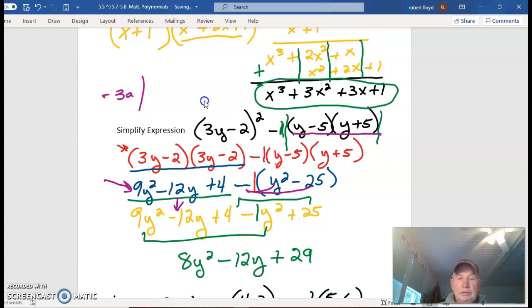And then we simply combine the terms. We have some y squareds here, 9 and a negative 1, so we get 8y squared. There is no other y term, so we just put this in descending order, so a negative 12y. And then the last term will be 4 plus 25, or 29.